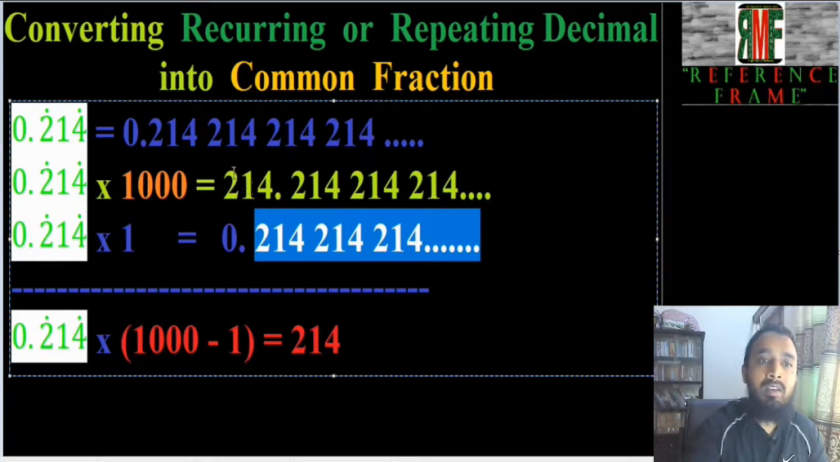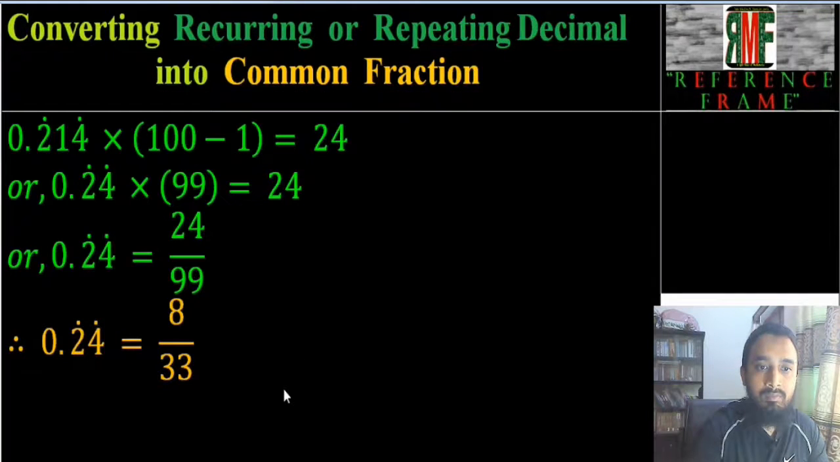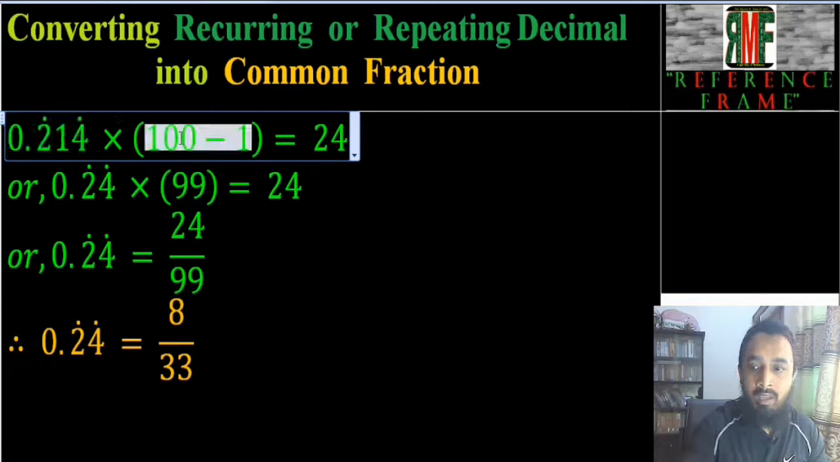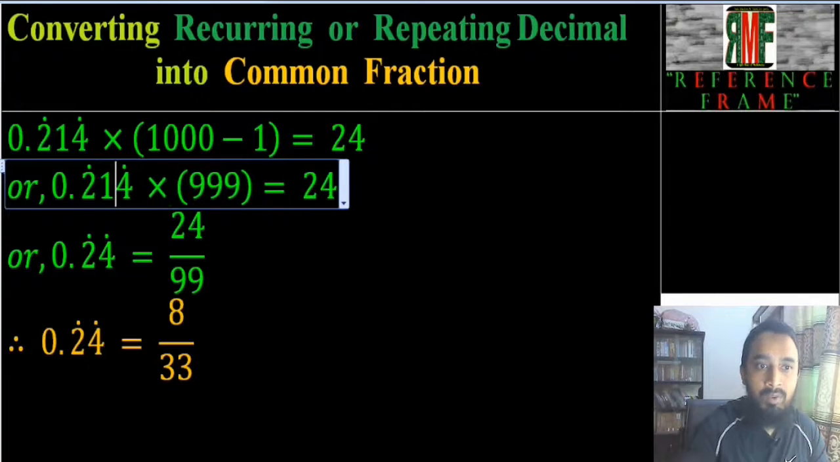So only the term before the decimal point remains, right? Only this will remain as it is, the marked part. Here it is 214. So again we just need to solve it now and find the value. Okay, so now let's move into solving it. Here we have 214, and this must be 1000 as we mentioned. So 1000 minus 1 is going to be 999.